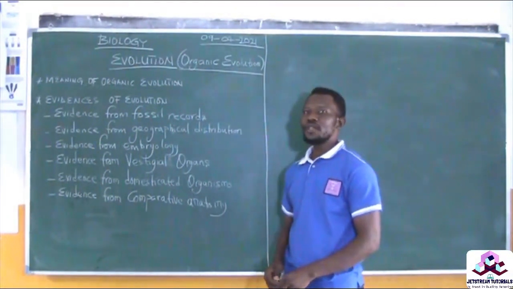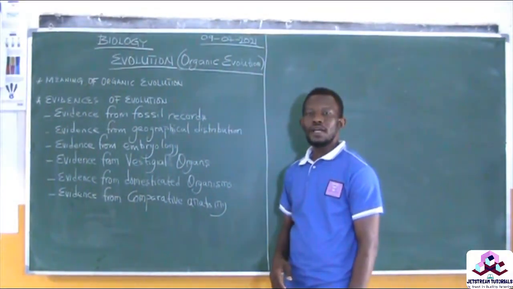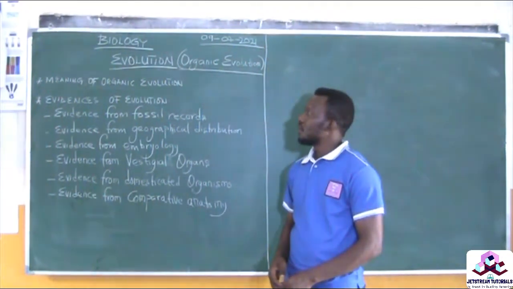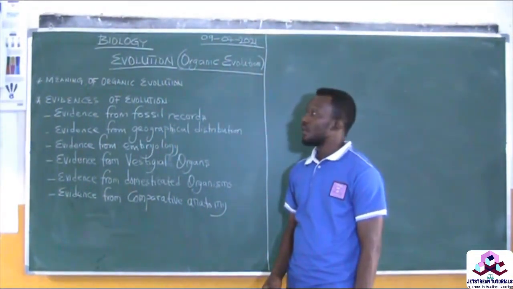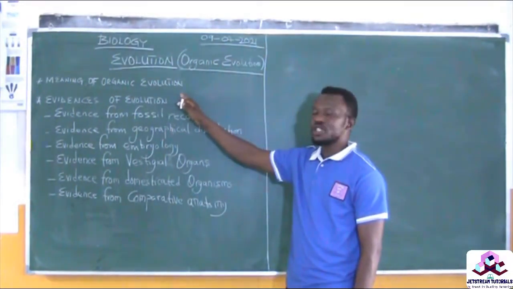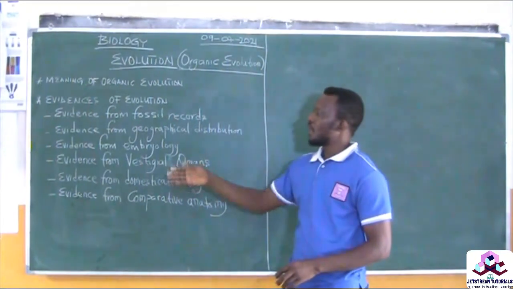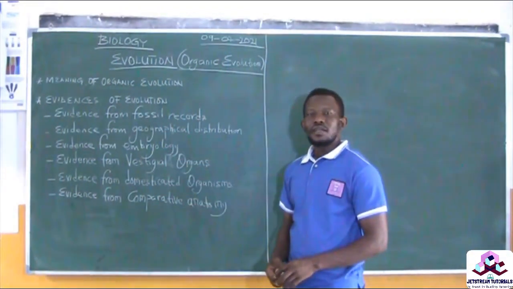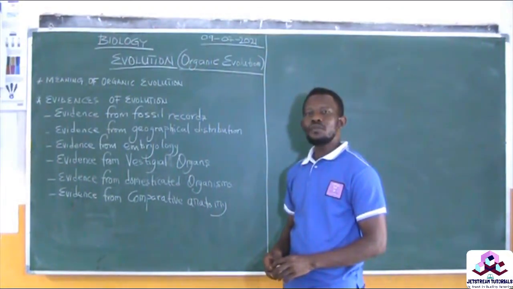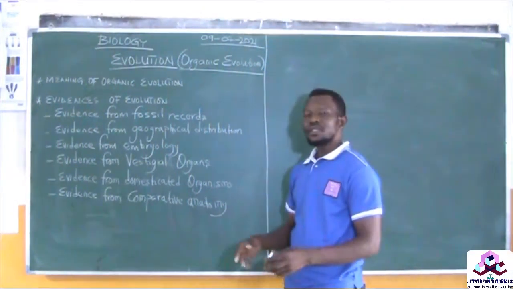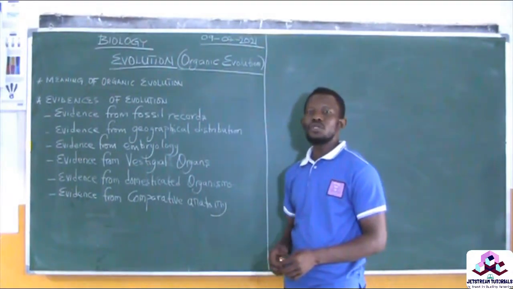And today we are going to be learning something on the topic evolution or organic evolution. Under the topic, these are the things that we are going to possibly look at. We are going to look at the meaning of organic evolution. We are going to look at the evidences of evolution as they are all written here. So this is what we are going to be doing. So firstly, we are going to go into the meaning of evolution. What is evolution? What is the meaning of evolution or organic evolution?